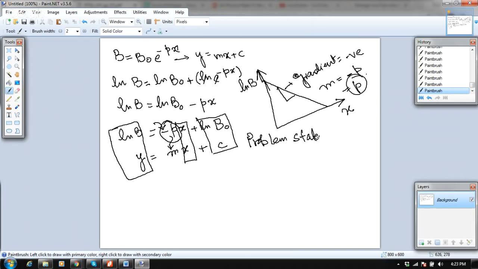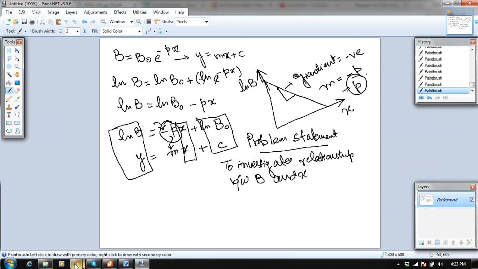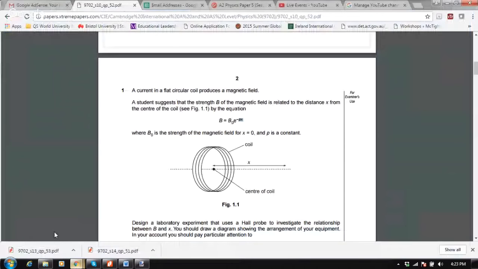the problem statement will be to investigate the relationship between b and x. So let's get it confirmed, whether this was really the case.